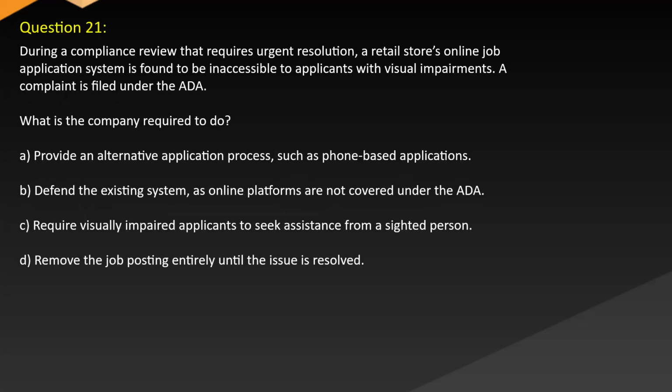Question 21. During a compliance review that requires urgent resolution, a retail store's online job application system is found to be inaccessible to applicants with visual impairments. A complaint is filed under the ADA. What is the company required to do? A. Provide an alternative application process, such as phone-based applications. B. Defend the existing system, as online platforms are not covered under the ADA. C. Require visually impaired applicants to seek assistance from a sighted person. D. Remove the job posting entirely until the issue is resolved.